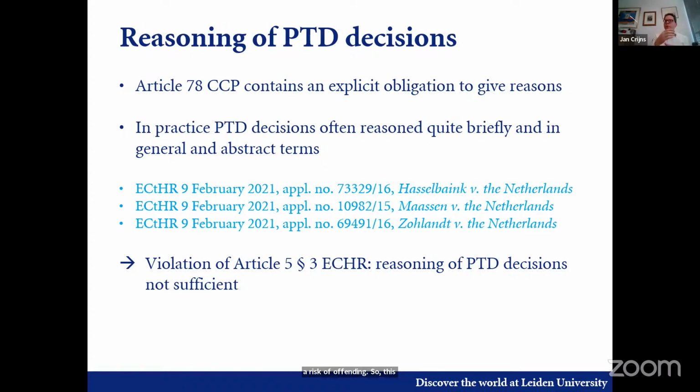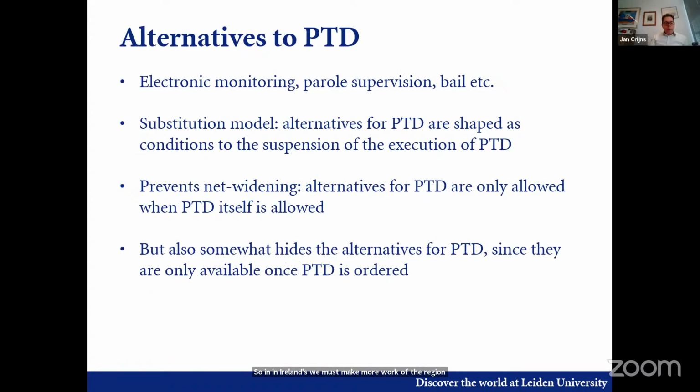So the same reasoning was repeated several times by several judges without explaining why there still was a risk of reoffending. So these brief and standard motivations were, well, the European Court was critical of that. So in the Netherlands, we must make more work of the reasoning of pretrial detention decisions. And the third problem, like I already told you, is the lack of attention for alternatives to pretrial detention.